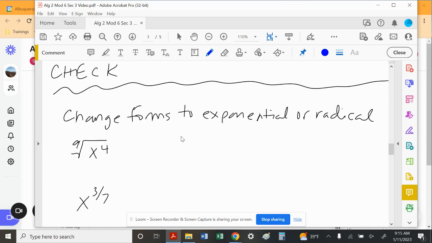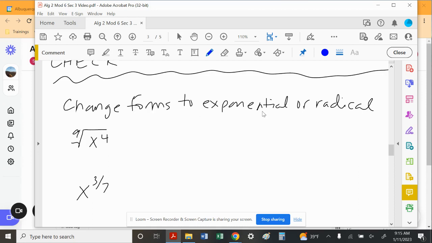Okay. So now we're going to introduce the next topic, changing forms. And this is actually pretty straightforward. So the first thing that we're going to do is change from what is known as a radical form. So that's what this is right here. And we just want to put it in exponential form. So that would just be x to the 4 over 9. That's straightforward.